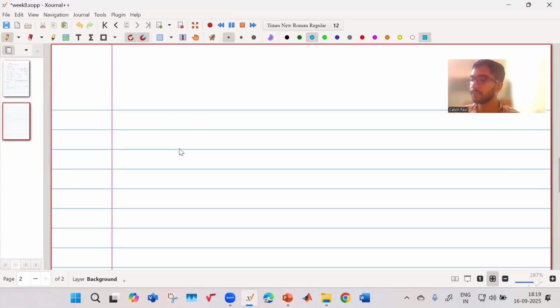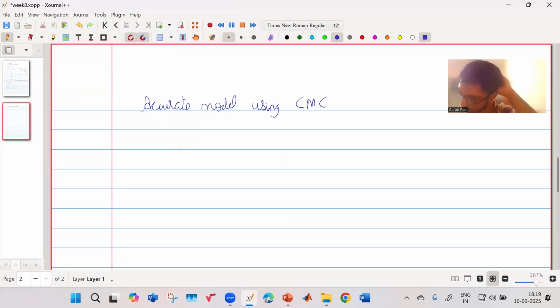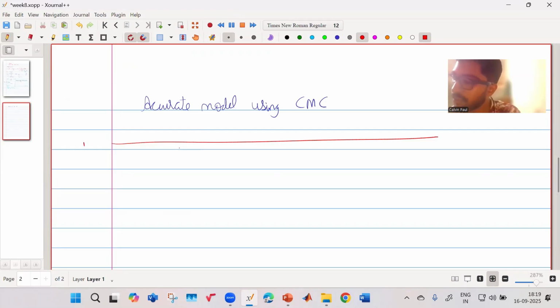So I'll start with the modeling. We are trying for a more accurate model using current mode control. So what do we have? This is your reference IC of t. Now, to this reference, we subtract a compensating ramp, which has a slope of minus MC.